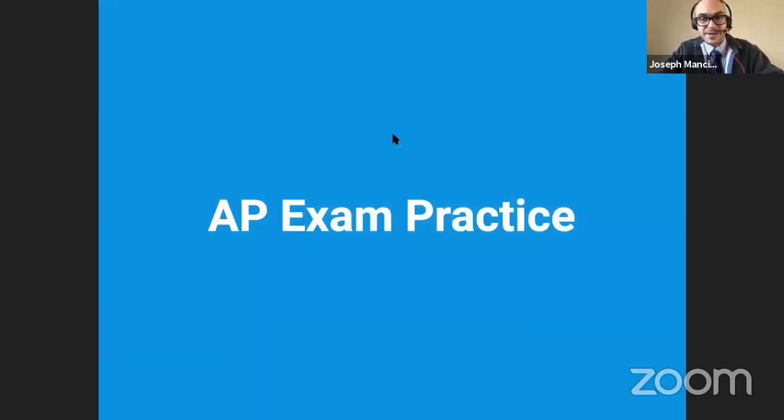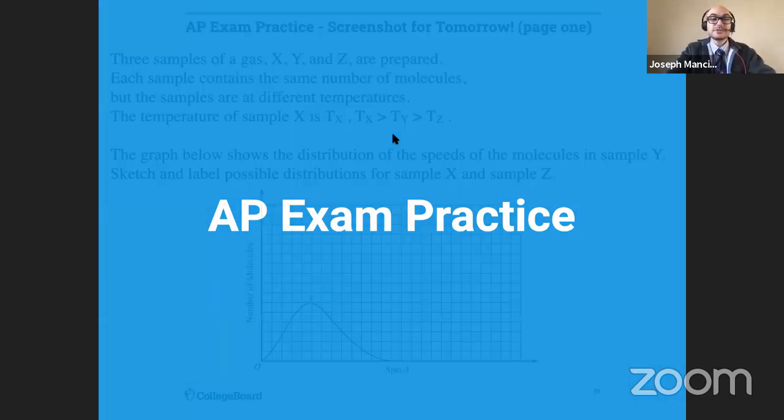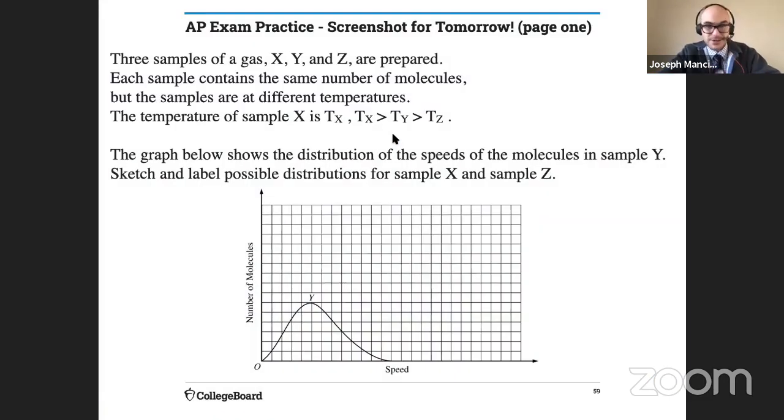So here's your AP exam practice. Screenshot this for tomorrow. Three samples of an ideal gas, X, Y, and Z, are prepared. Each sample has the same number of molecules, but they're at different temperatures. Here is how the temperatures compare. Gas X is hotter than gas Y. Gas Y is hotter than gas Z. I said that precisely backwards. Gas X is the hottest, Y is in the middle, and Z is the coldest.